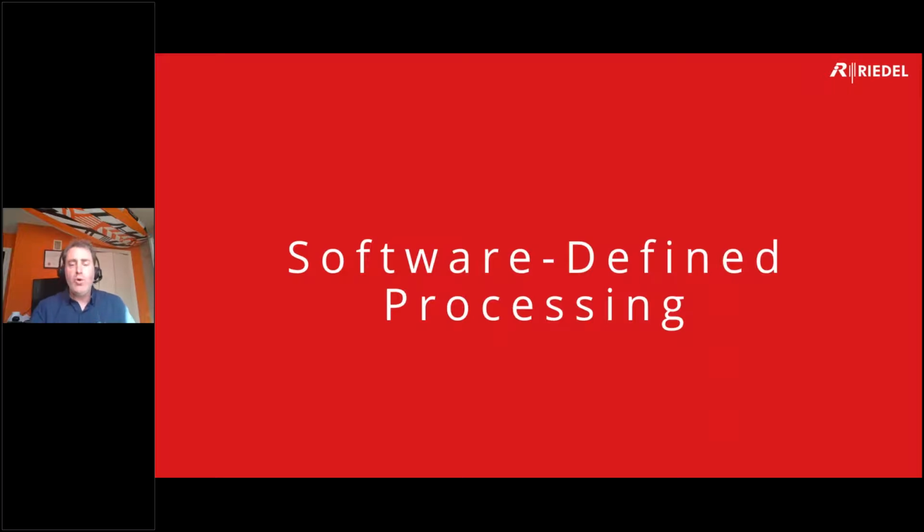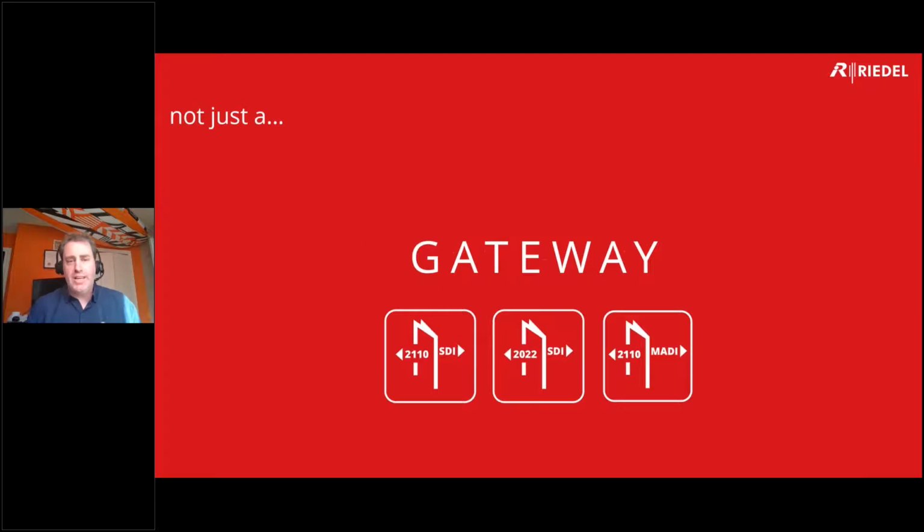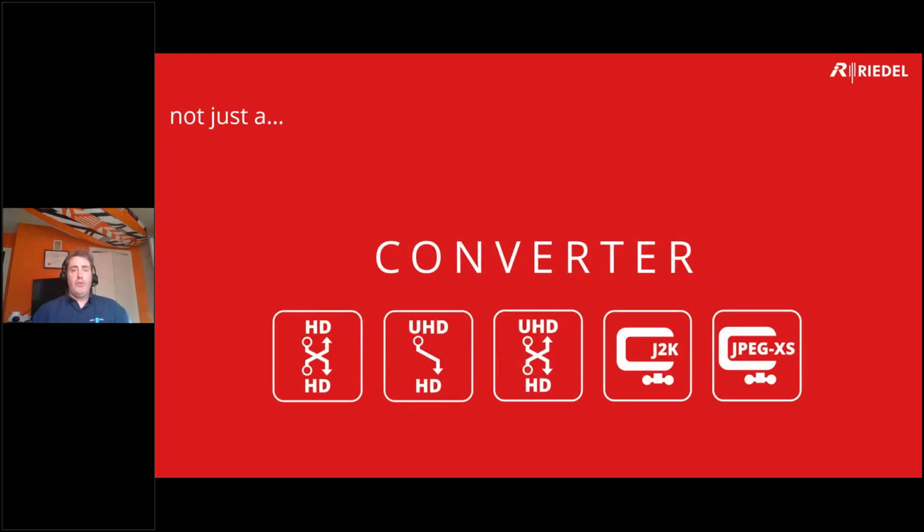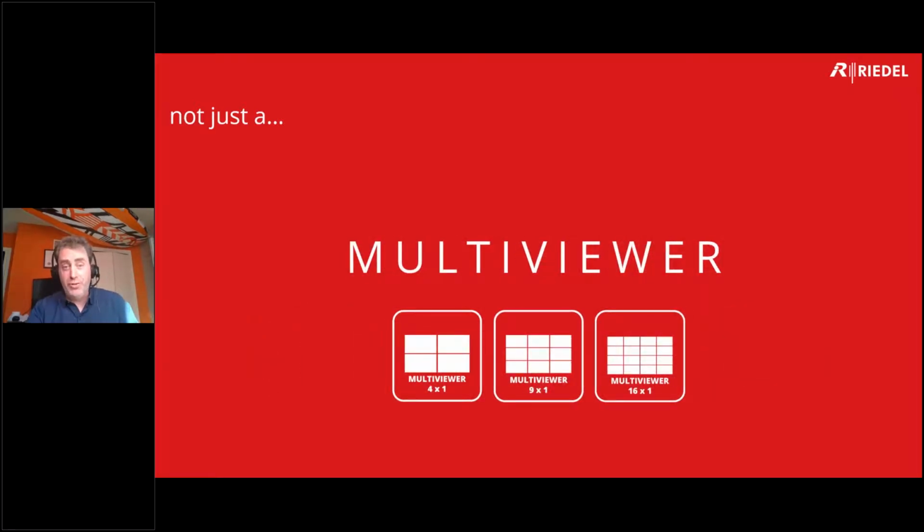So it's software defined, and it's not just a gateway anymore, like most of the products. They're not just an audio router anymore. They're not just a converter, because with miniaturization and the speed, we're able to do up-down cross, we're able to do compression. Not only us, everyone with this miniaturization pipe and the high speed of the Ethernet can do such things. They can really do more processing with less space. So they are not just a multi-viewer anymore.